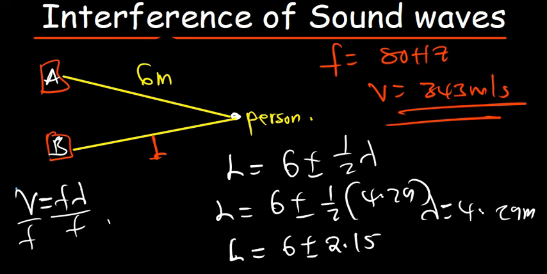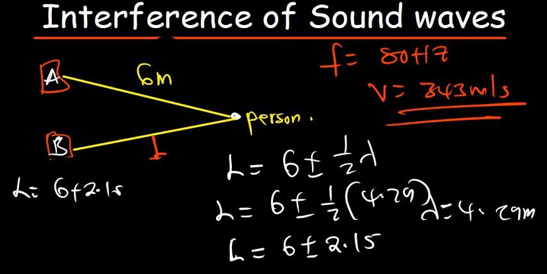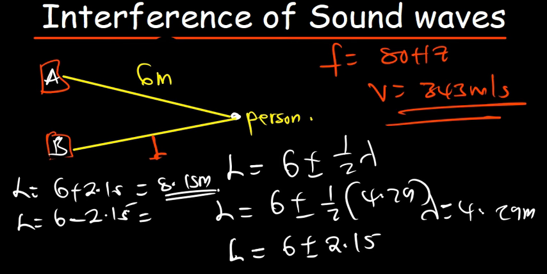Now, the L can be two things. For destructive interference to occur, L can be 6 plus 2.15, or L can be 6 minus 2.15. So L must be 8.15 meters for a destructive interference to occur, or L must be 6 minus 2.15, which is 3.85. So for a destructive interference to occur, L must be 8.15 or 3.85.